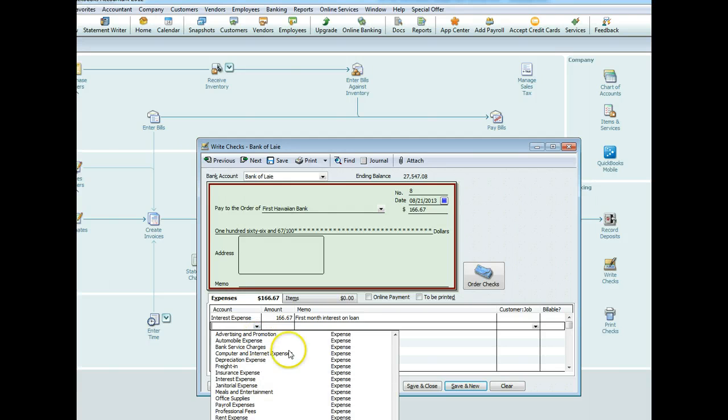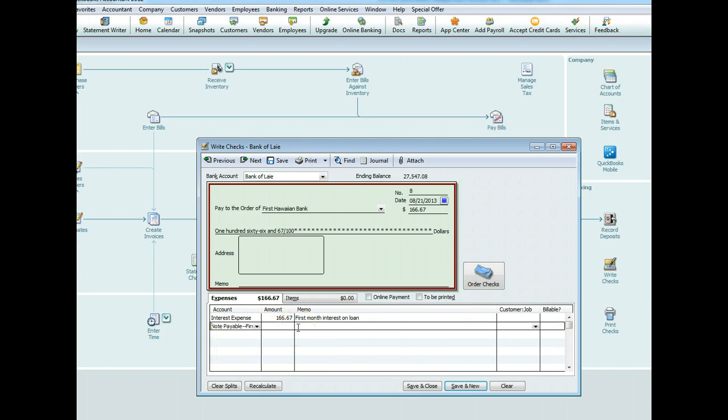Anything left over is a payment of principal, which goes back to the note payable. So we get out our calculator and we say 506.91 minus 166.67, so it's 340.24. Now let's recalculate, make sure that 506.91, that's the amount of the bill. And we say close.